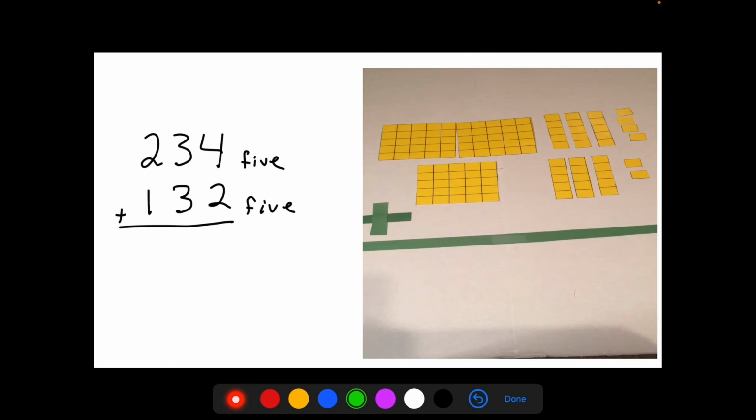This algorithm works for numbers in other bases as well. Here we'll add two numbers in base 5 with the help of some base 5 manipulatives. When you're learning something new, the manipulatives can be very helpful for understanding what's going on, especially this business with our carry the 1, with our regrouping.